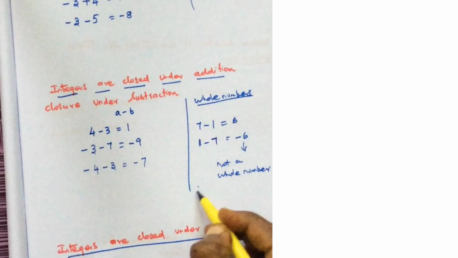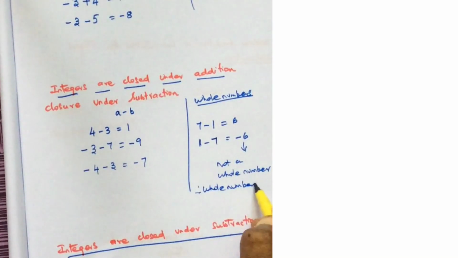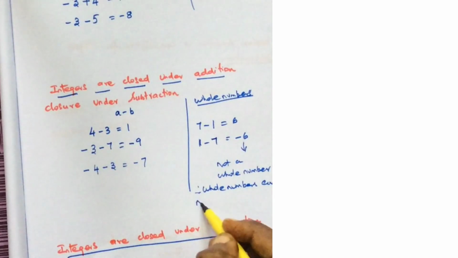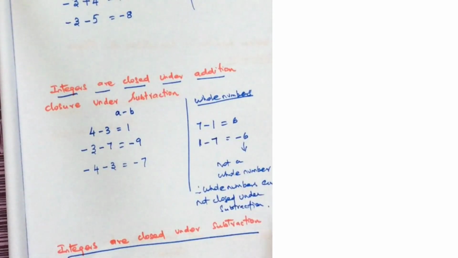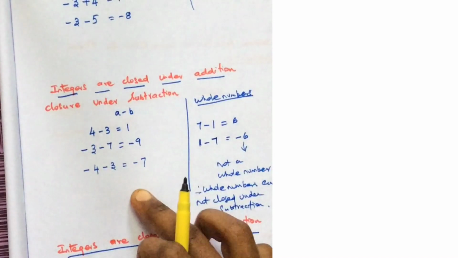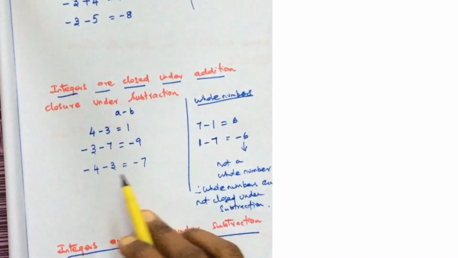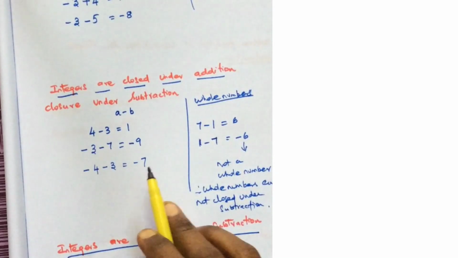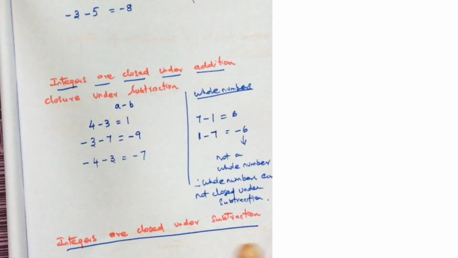Therefore we can say whole numbers are not closed under subtraction. But this is not the case for integers, because integers include negative numbers also. So minus 4 minus 3 is minus 7. Minus 7 is also an integer. So integers are closed under subtraction.